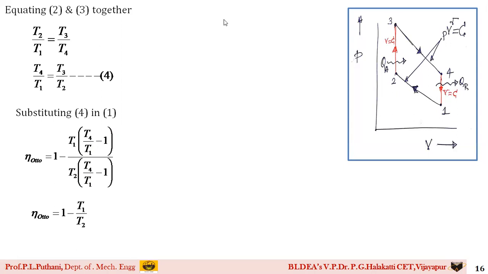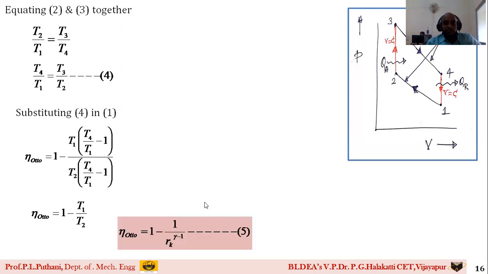So this video lecture is used to describe the thermal efficiency of an Otto cycle. Okay, students, I can write it in the form of the compression ratio rk as 1 minus 1 by rk raised to gamma minus 1. Thank you, students.